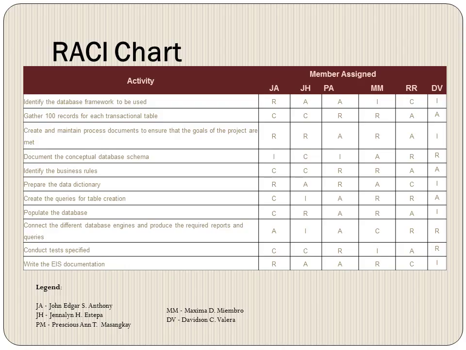We have prepared the data dictionary. We have created the queries for the table creation. We have populated the database, connected the different database engines, and produced the required reports and queries. And also, we have conducted tests specified and written the EIS documentation. And the legend is as follows. For JA, that's John Edgar Anthony. For JH, that's Jeneline Stefa. For PM, that's Precious Ann Masangkay, and MM, Maxime Miembro. And for DV, that's Davidson Valera.